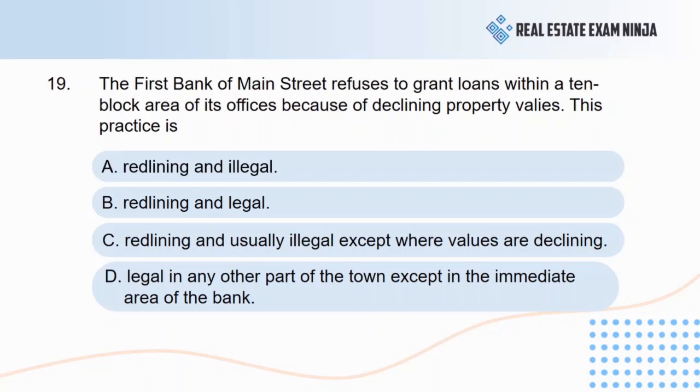Number 19. The First Bank of Main Street refuses to grant loans within a 10-block area of its offices because of declining property values. This practice is A. Redlining and illegal. B. Redlining and legal. C. Redlining and usually illegal except where values are declining. D. Legal in any other part of the town except in the immediate area of the bank.